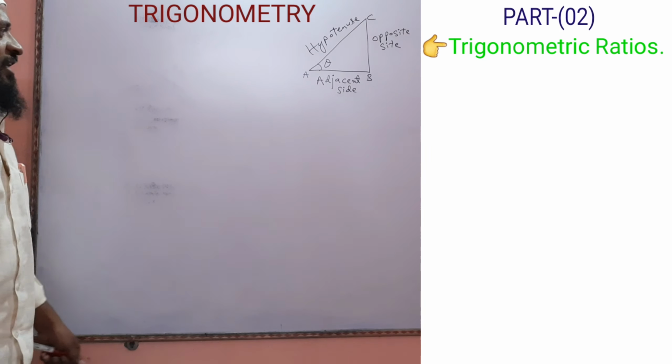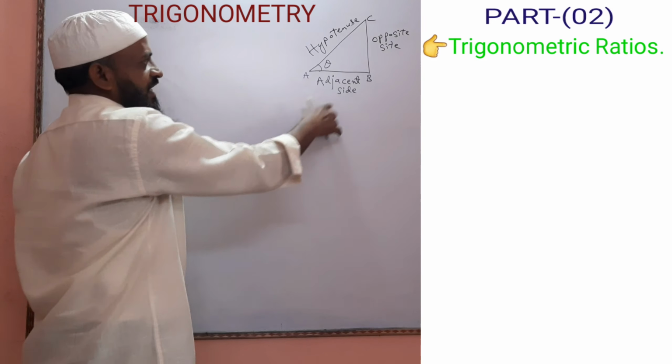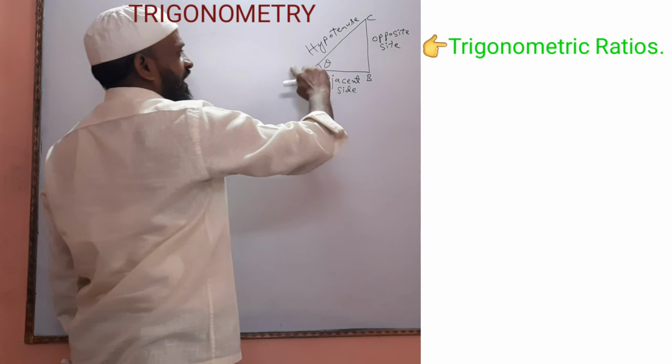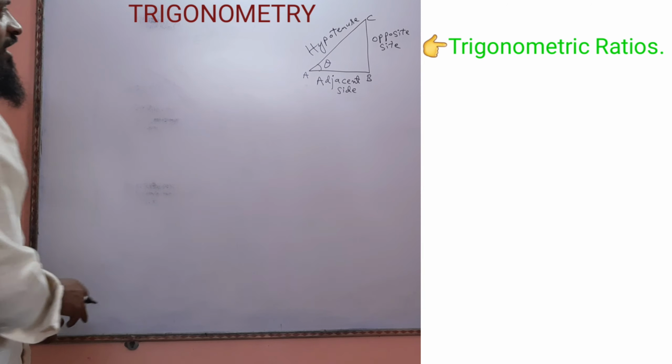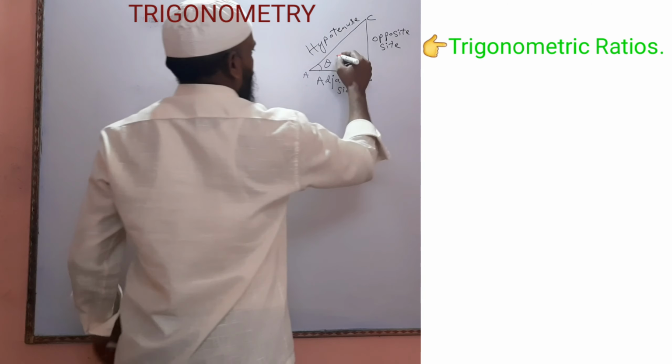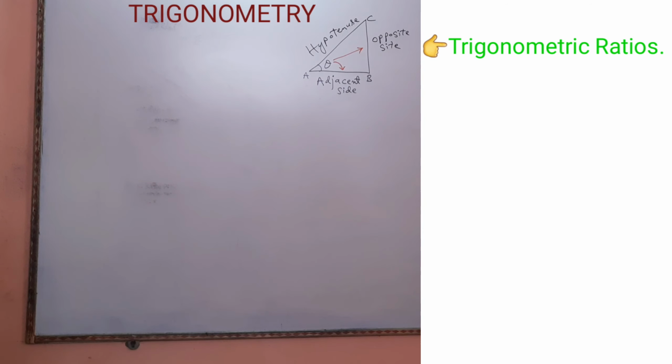take a triangle ABC and angle theta is an acute angle, and side AB is the adjacent side, side BC is the opposite side, and side AC is the hypotenuse. Compare the two sides in the given triangle. So this is opposite, this is adjacent, hypotenuse. Compare the two sides of the given triangle.